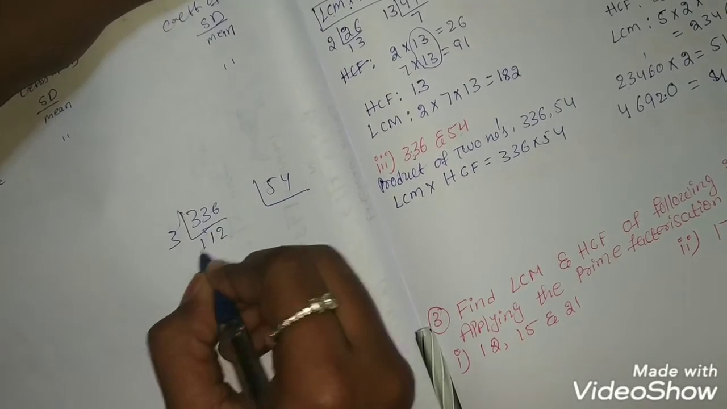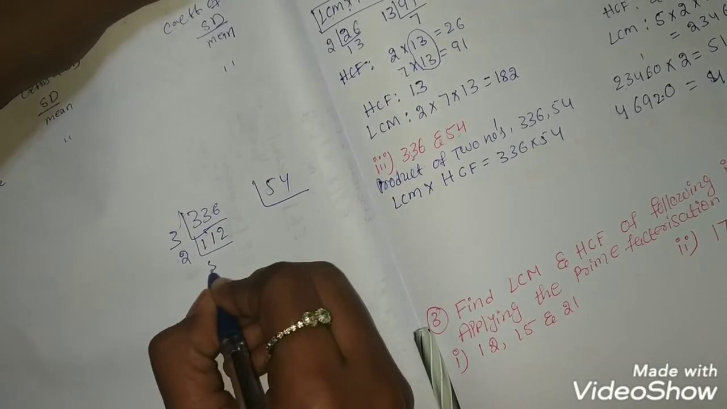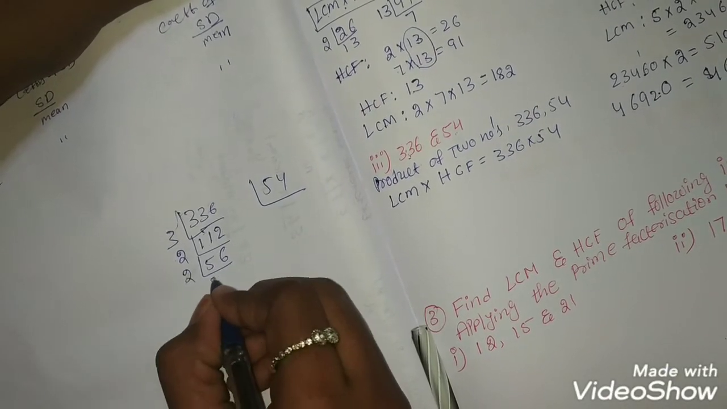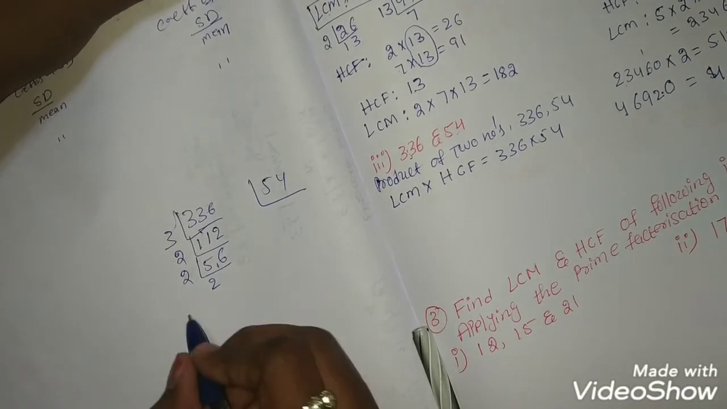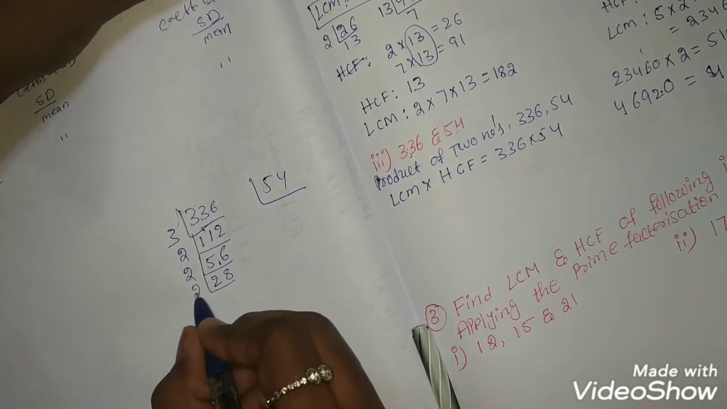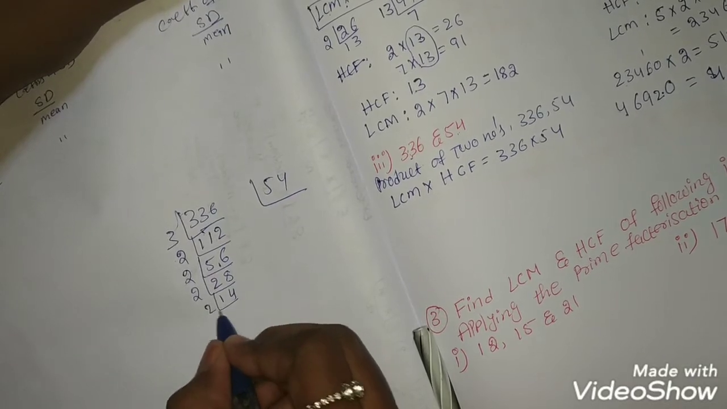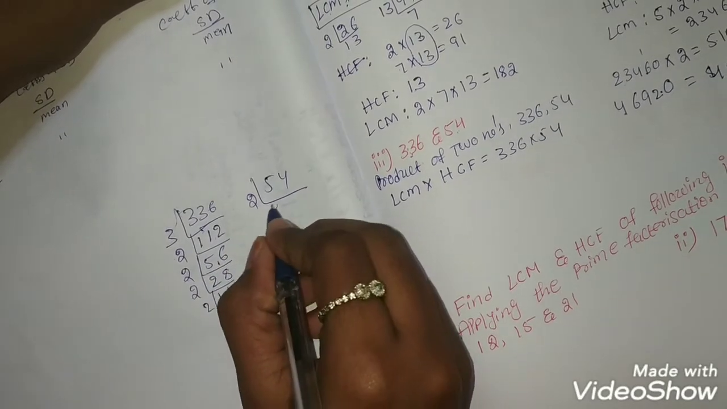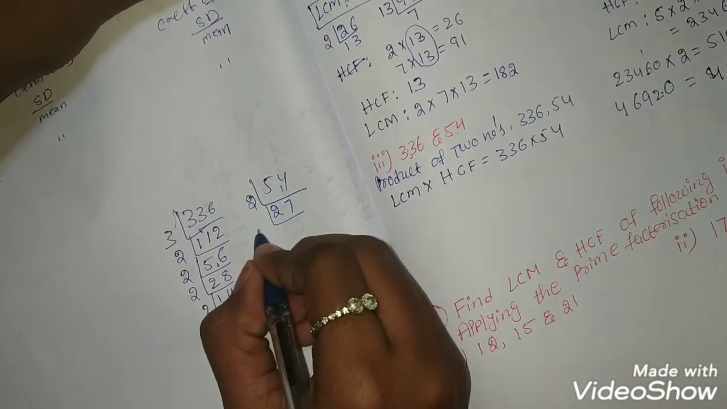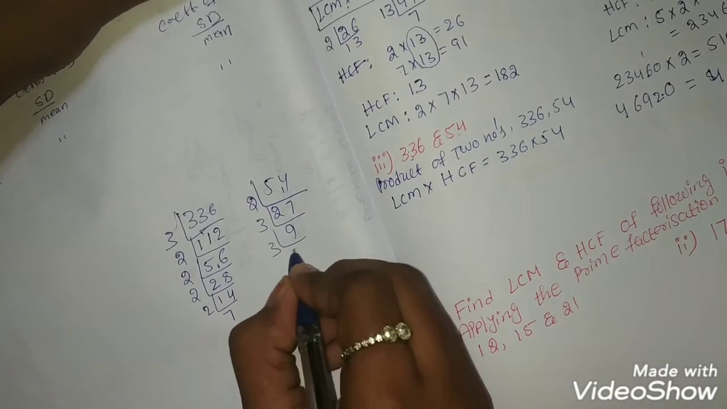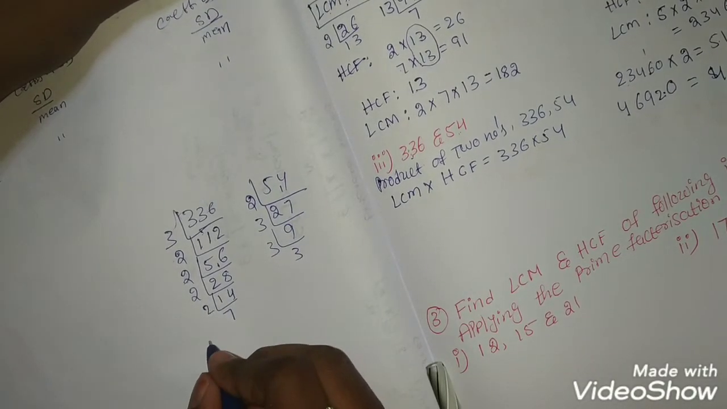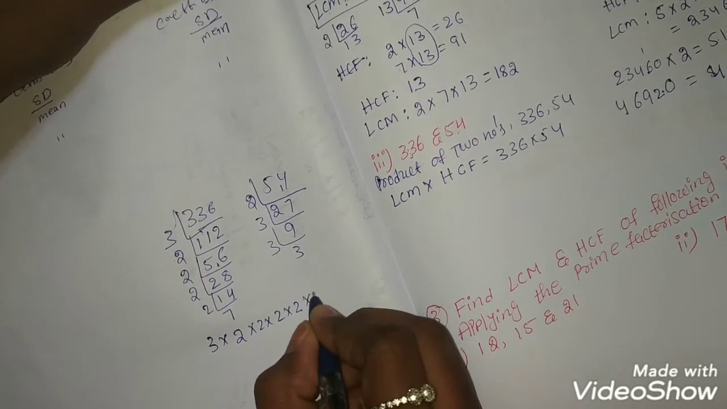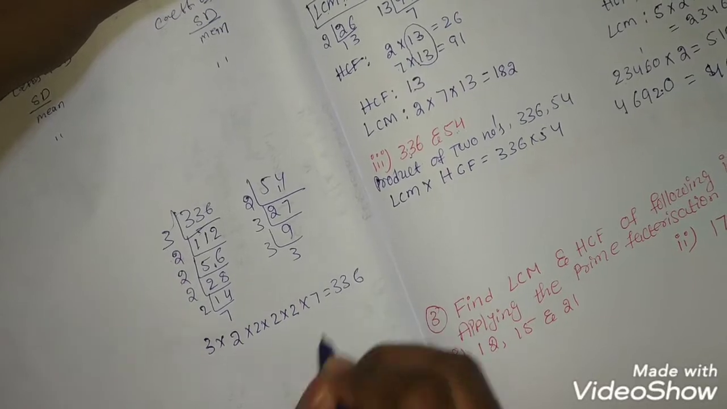2 1s are 2, 2 2s are 4, 2 8s are 16, 2 7s are 14, 3 7s are 21. Next, coming to 54: 2 2s are 4, remaining 1, 2 7s are 14, 3 9s are 27, 3 3s are 9. See here: 3 into 2 into 2 into 2 into 2 into 7 is equal to 336, right?